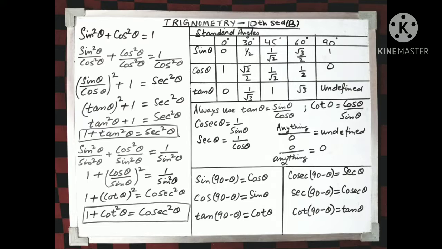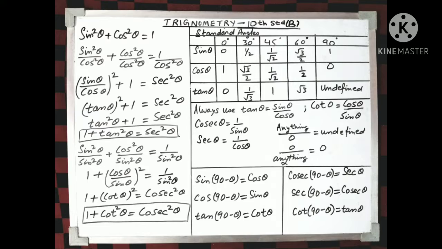Got it? Remember this identity also, it is a very important one. It will be used in many places, right? Now let us see the third point. We had sin square theta plus cos square theta is equal to 1. So this time we will divide by sin square theta throughout. So we will get sin square theta by sin square theta plus cos square theta by sin square theta is equal to 1 by sin square theta.